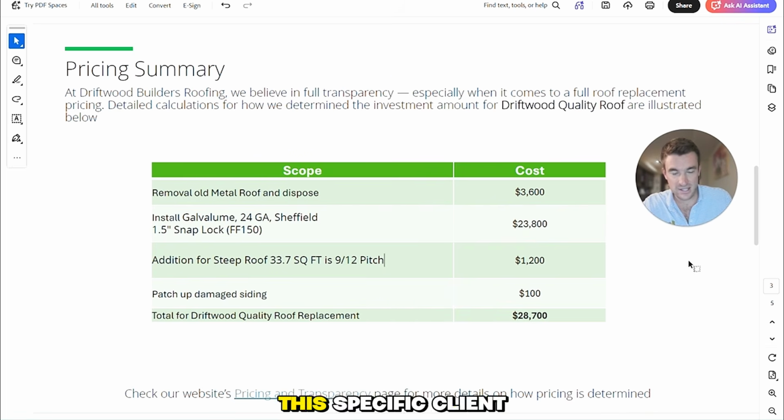And then lastly, the client had a little hole in their siding up top that they also asked to be replaced. And so I thought a fair price for that would be $100. So I added $100, which gets me to a total price of $28,700 for a Driftwood quality roof.